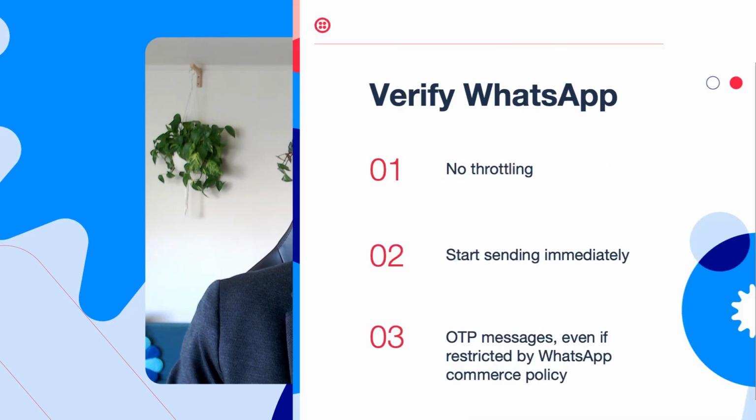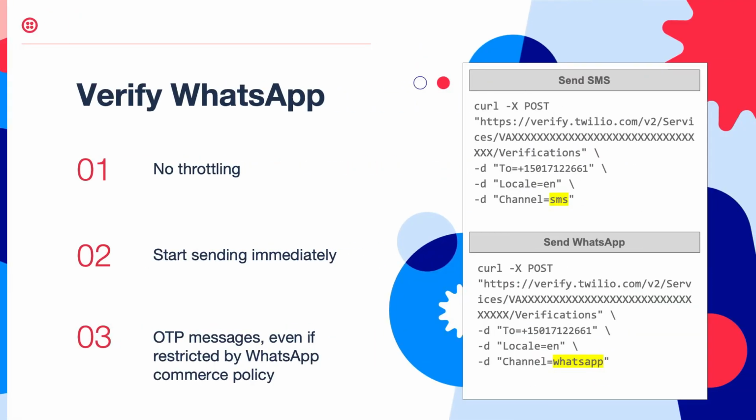So if you're a developer or business considering implementing our Twilio Verify WhatsApp API, here are some important reasons why it's beneficial to use our API rather than building some one-time passcode solution yourself. The first is no message throttling, since Twilio is already at the highest volume tier as a WhatsApp solution provider.